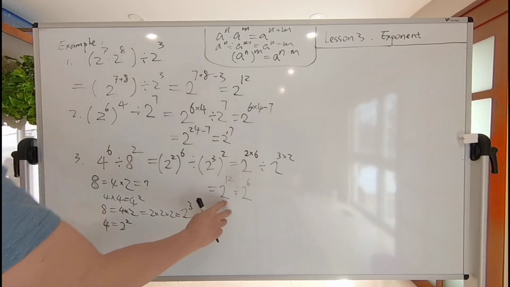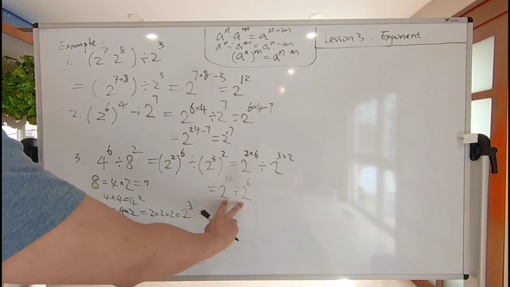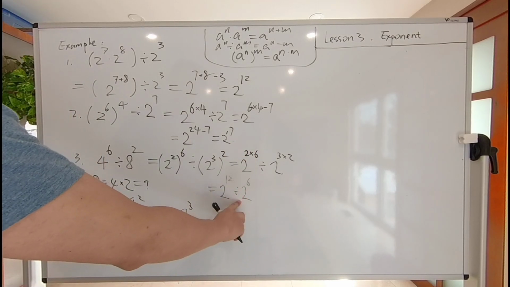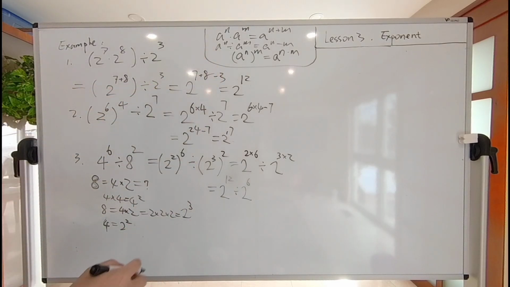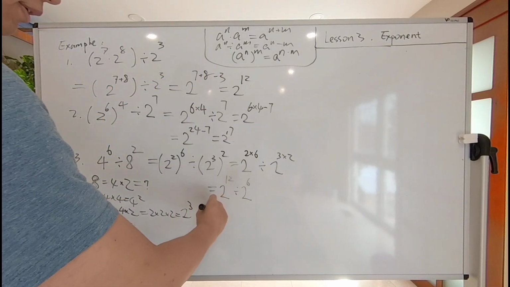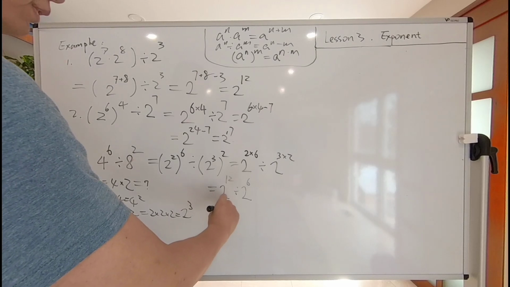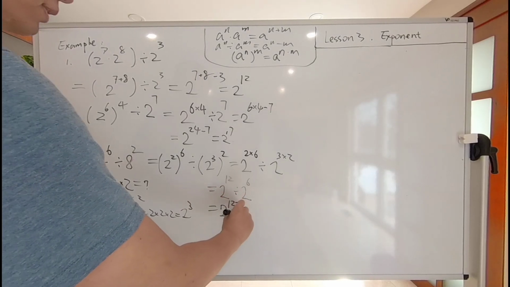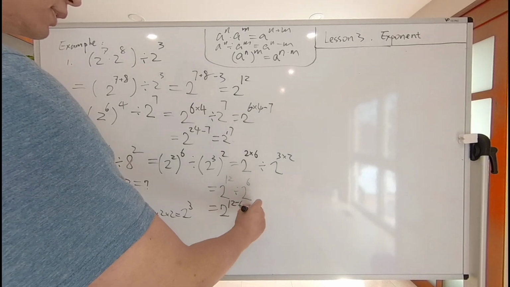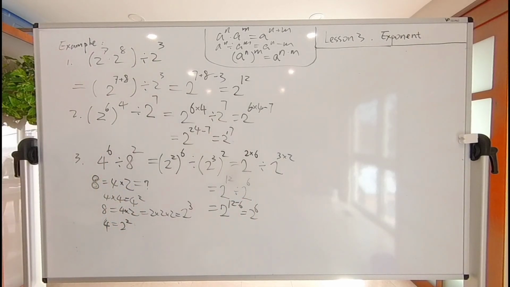Now I have the same base, I have powers, I have division, so I can apply the quotient of powers rule, such that this will further equal 2 to the power of 12 minus 6. So it's 2 to the 6th power. This is how it can be simplified.